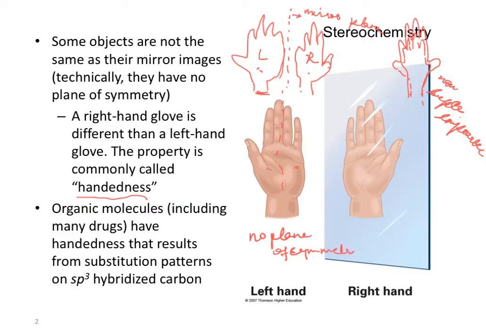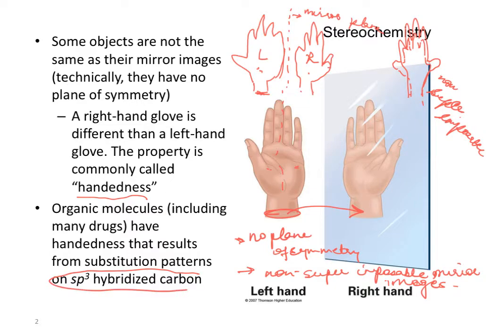And if you look at the mirror image of your hand, you can actually lift one over the other, put it on top of the other, and that will give you non-superimposable mirror images. And when you are able to achieve that, that is what is called the property of handedness. In the case of organic molecules, this can only be achieved if you have sp3 hybridized carbon atoms.